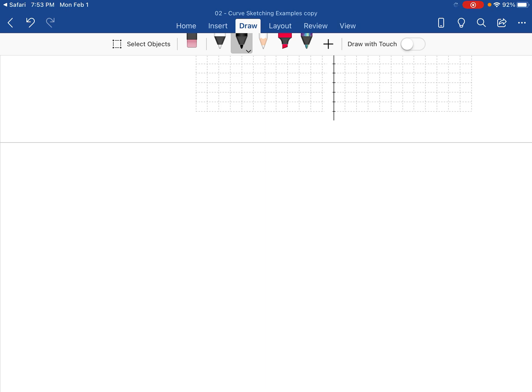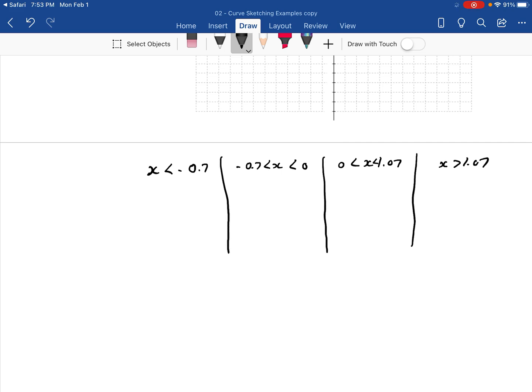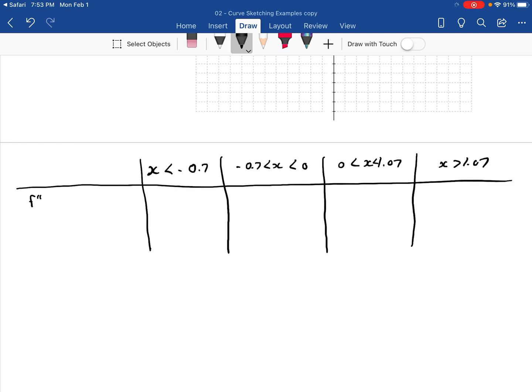The lowest x value I had was x of negative 0.7, so I need x less than negative 0.7. Then I need between negative 0.7 and 0. And then I need between 0 and, weirdly, 1.07. And then greater than 1.07. See, I used one that had some really awkward values to really show off how you handle those awkward values. Lots of the ones you'll see in the homework and so on aren't nearly that bad.